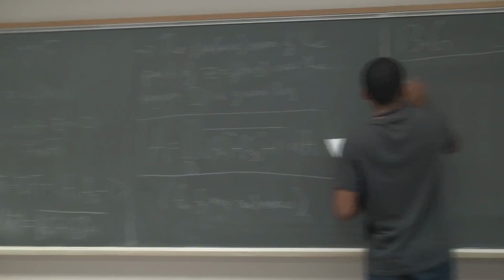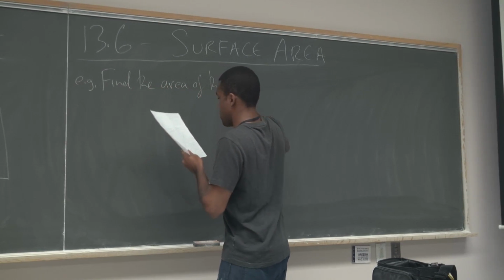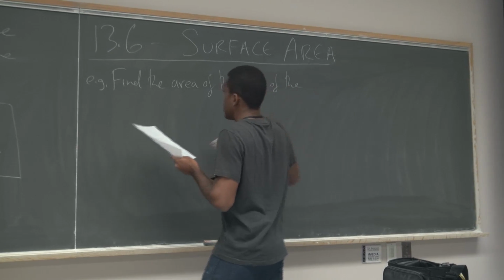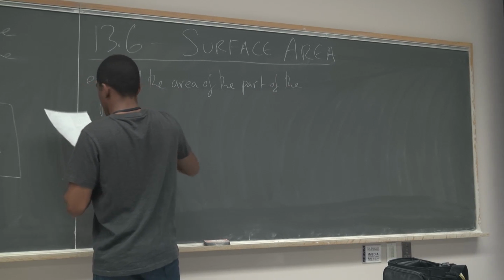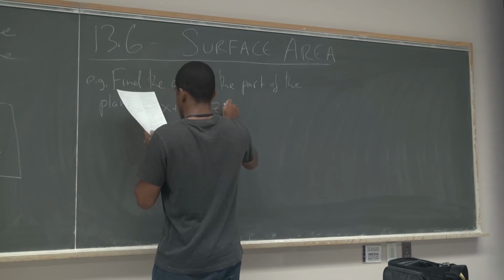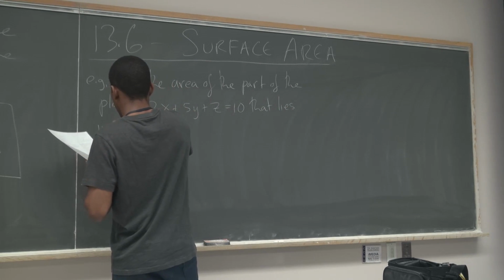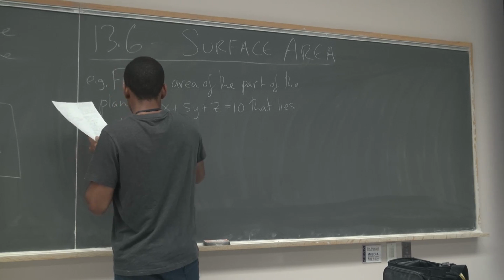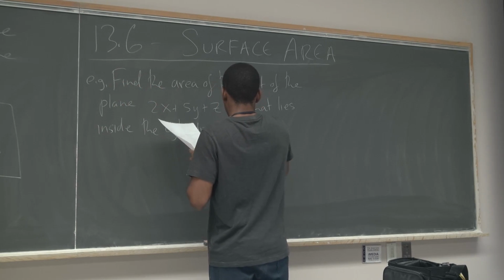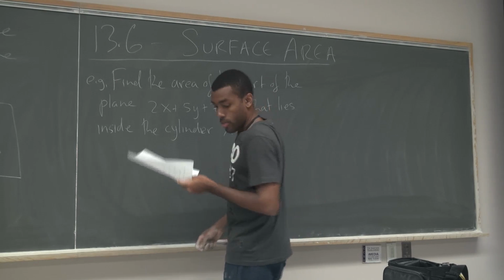Here's an example. Find the area of the part of the plane 2x plus 5y plus z equals 10 that lies inside the cylinder x squared plus y squared equals 9. That's one example.